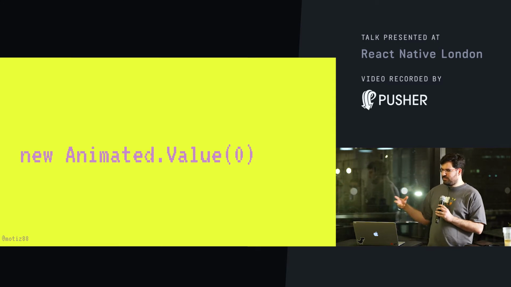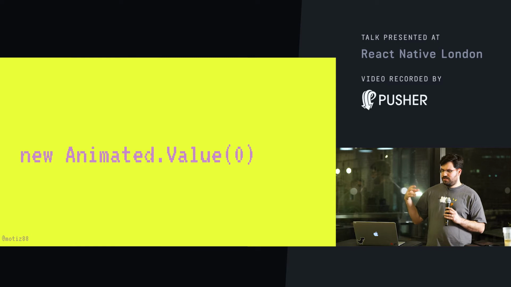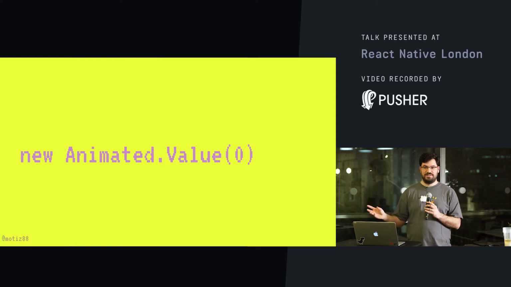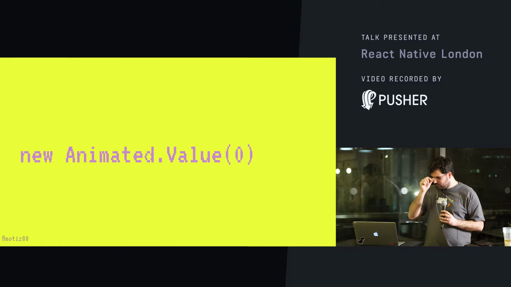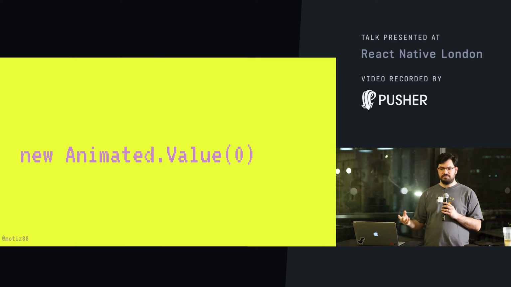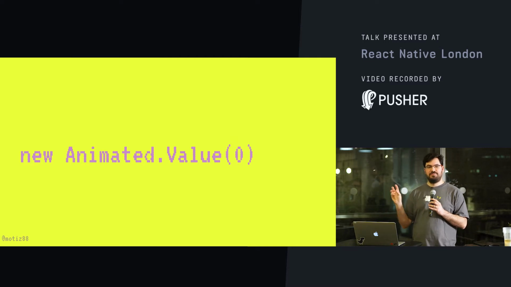The core API that this library exposes, and Animated is a library that comes with React Native, the core API that it exposes is called the Animated.Value class. Now that represents a value that changes over time that can drive an animation. And what the value is doesn't actually matter.